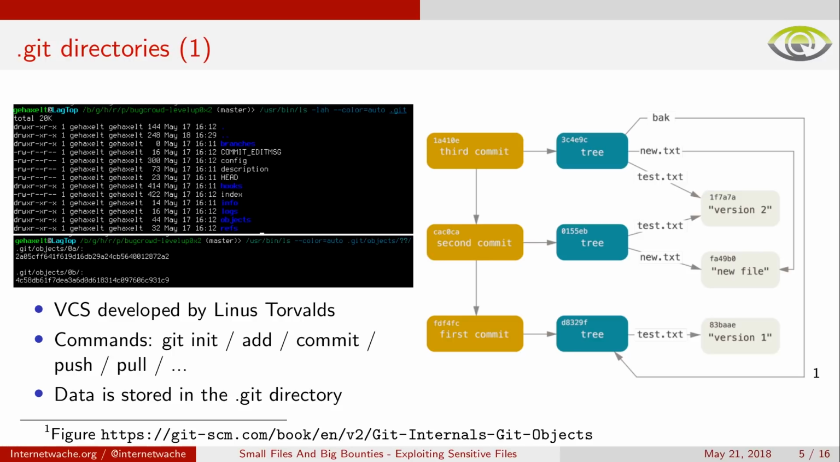You see that there are some subfolders, for example, the 0A or 0B, and the reason for that is to be more efficient in regards to the file system. So they take the hash of the object file and use the first byte as a subdirectory.